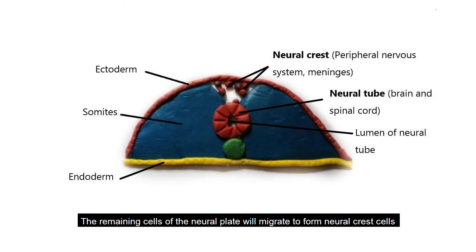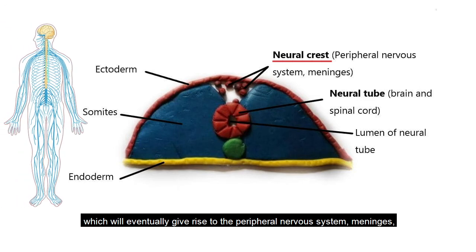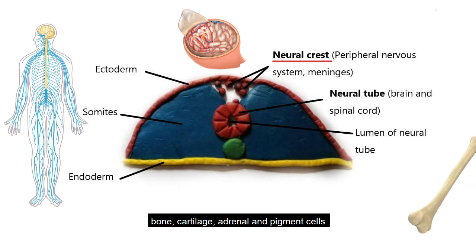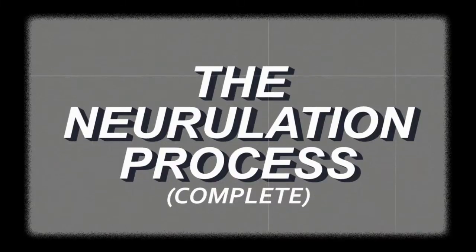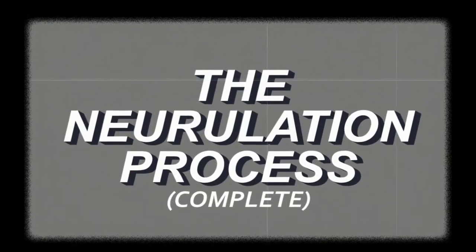The remaining cells of the neural plate will migrate to form neural crest cells, which will eventually give rise to the peripheral nervous system, meninges, bone, cartilage, adrenal, and pigment cells. The neurulation process is now complete.